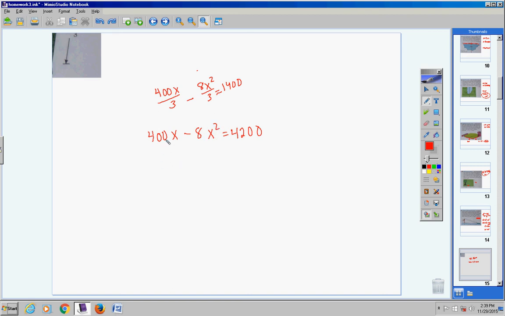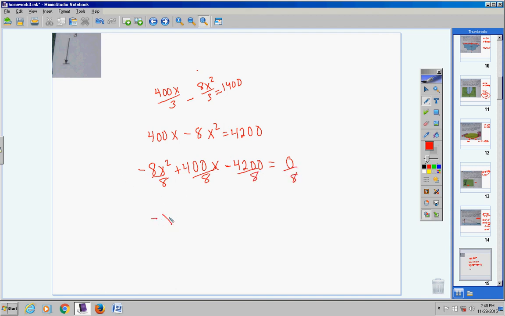I also notice I have an x term or a b term, which stings, but that's how it is. So I have negative 8x squared plus 400x. I just swap their place, bring the 4,200 over, make it negative. Negative 4,200 equals 0. Now we can reduce this. 8 goes into all of these numbers, okay? So I'm going to divide everything by 8.